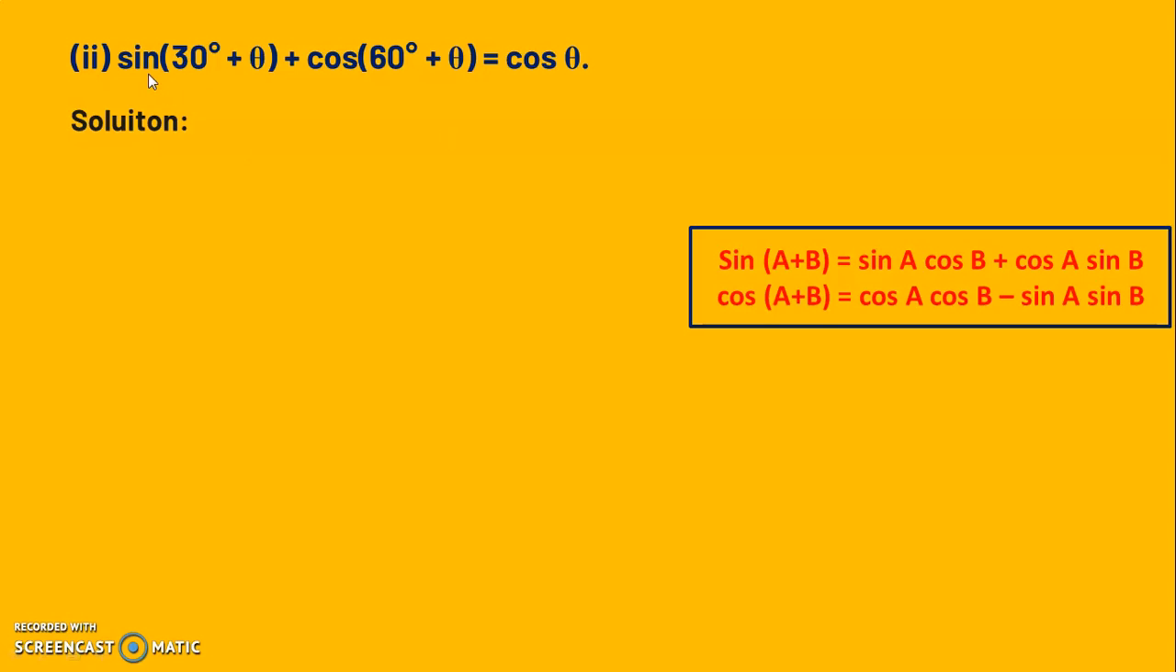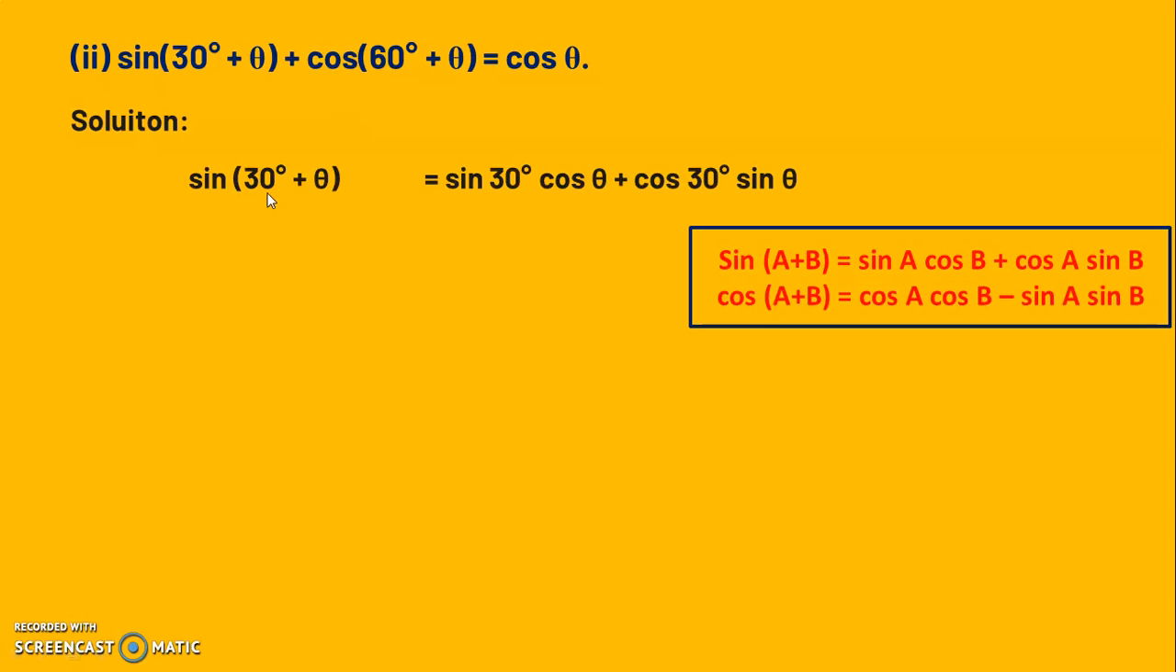Okay. So here in the first term, that is sin(30° + θ), we have a as 30° and b as θ, and in the second term, that is cos(a+b), we have a as 60° and b as θ. Okay. So let's solve sin(30° + θ) first, and then we will solve cos(60° + θ). Then we add both the results so that we will get the left hand side.